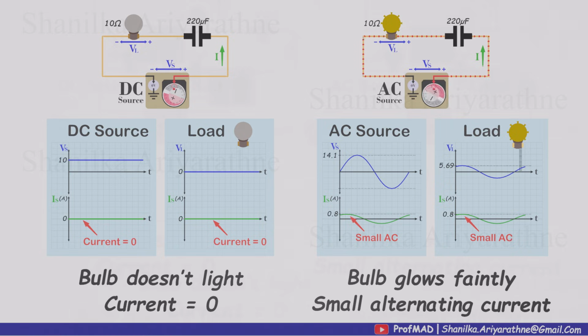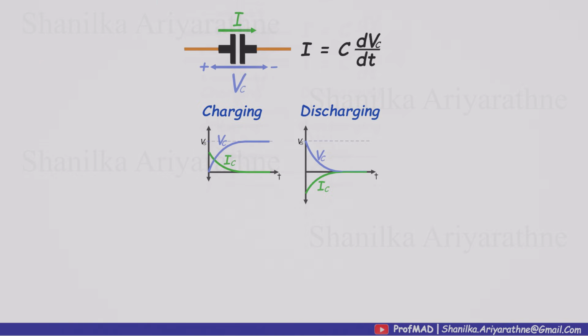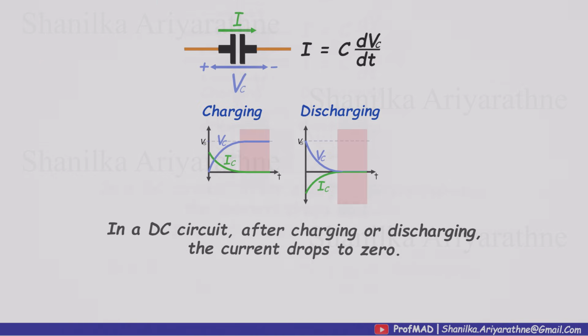So why does this happen? Let's break it down. You probably remember how a capacitor charges and discharges. When connected to DC, it quickly charges up to the supply voltage. But once the capacitor reaches that voltage, the current drops to 0.